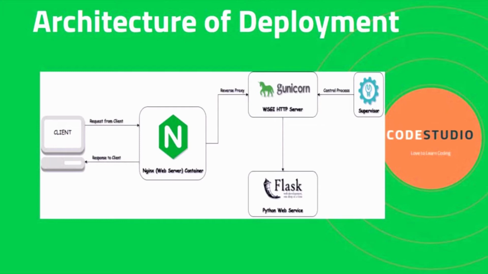And Supervisor is a client server system that allows its users to monitor and control a number of processes on a Unix-like operating system. Supervisor can handle auto-reloading Gunicorn if it crashes or if your server is rebooted unexpectedly. So this will be the architecture we are going to use in our deployment.